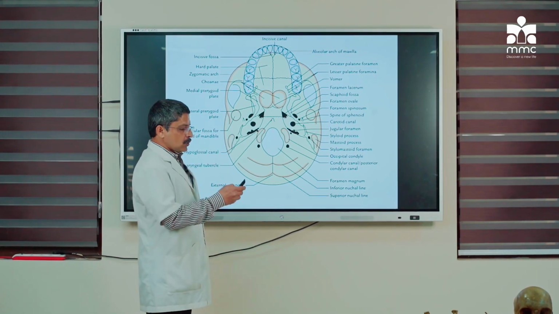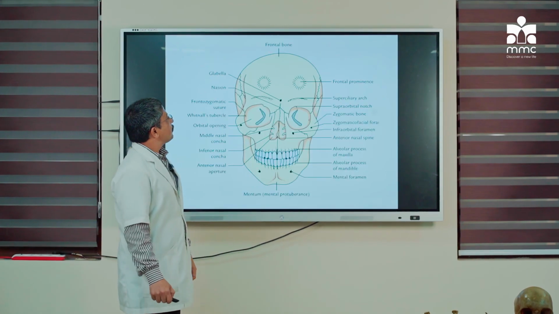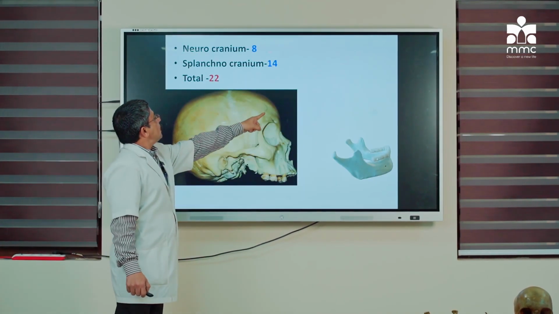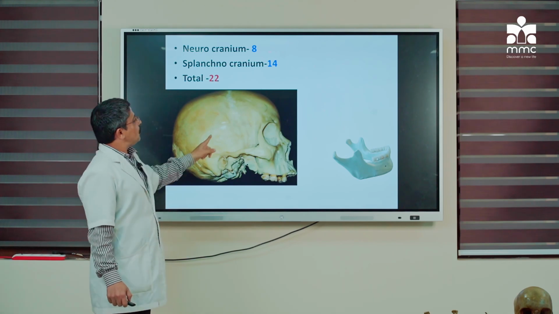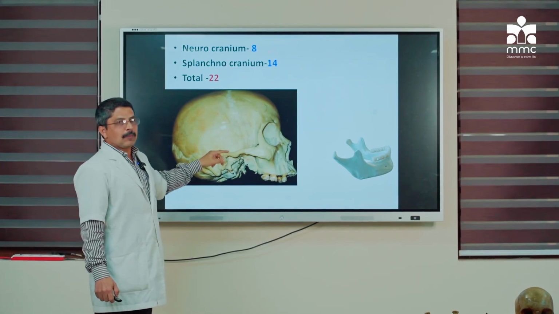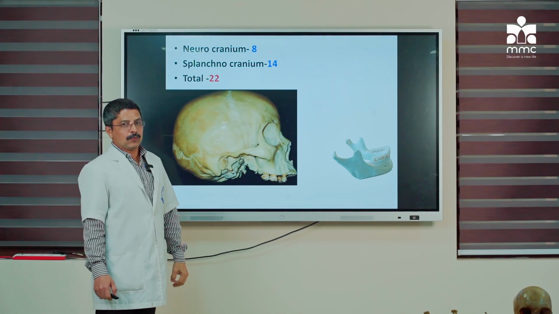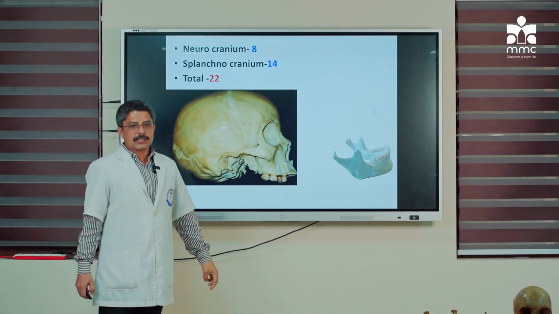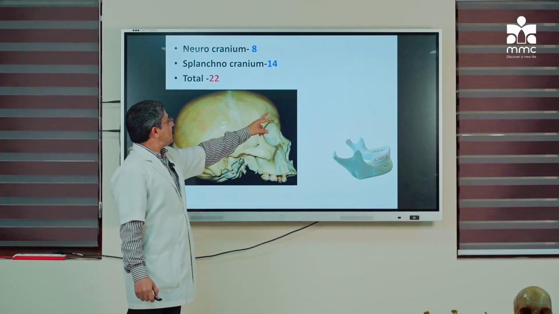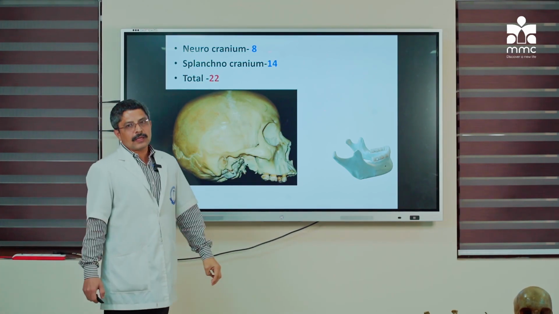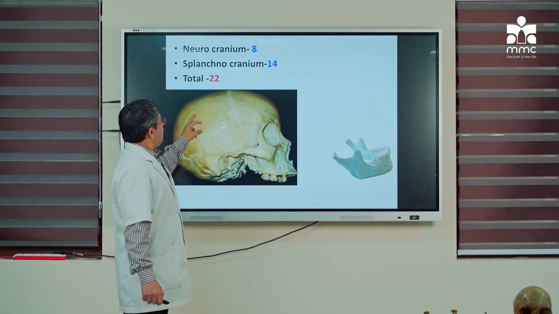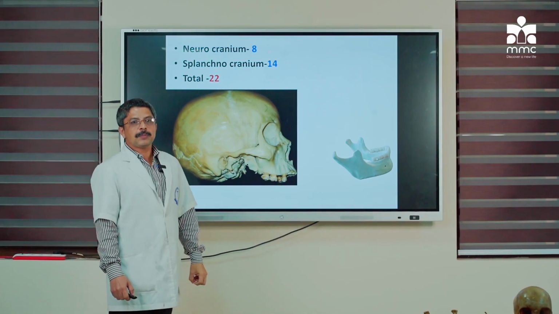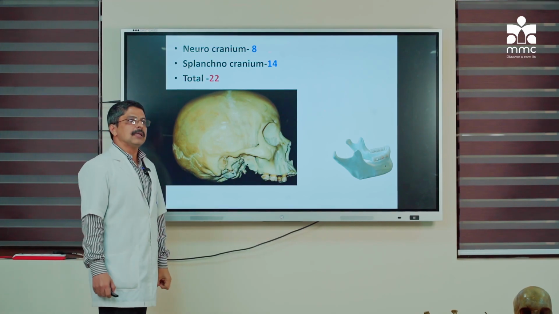These bones together make up the neurocranium. So the neurocranium contains the frontal bone, parietal bone, occipital bone, temporal bone, ethmoid bone as well as sphenoid bone, which protect the brain. Totally they make up the 8 bones. Among them, the frontal bone and occipital bone are single in number. Parietal bones are 2 in number. Temporal bones are 2 in number. Sphenoid and ethmoid are single in number.